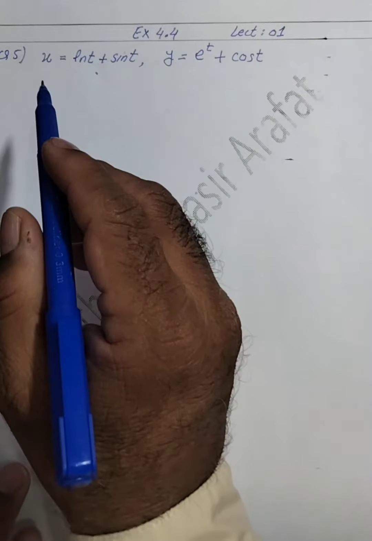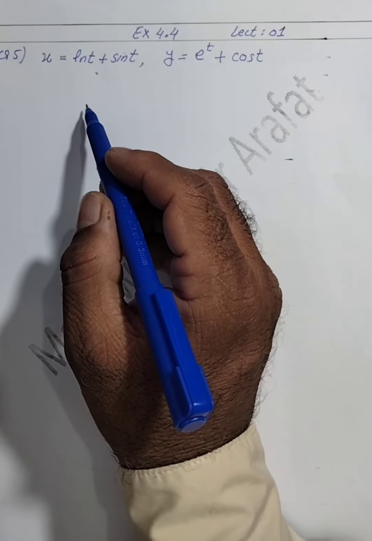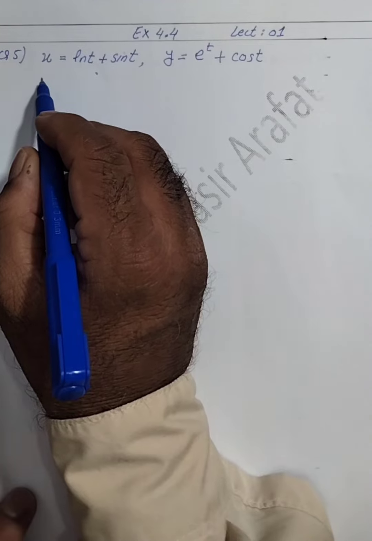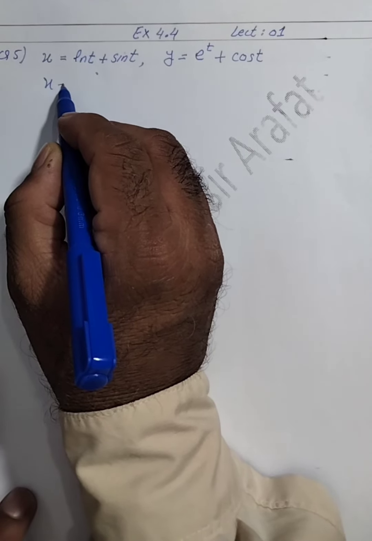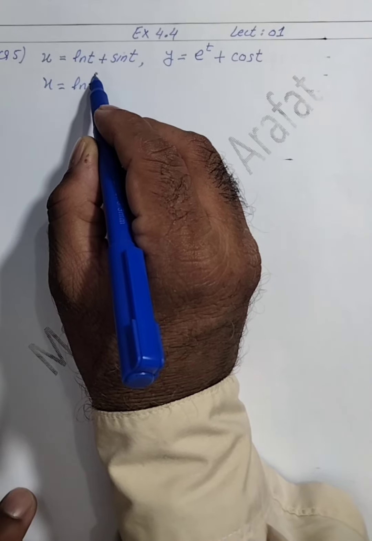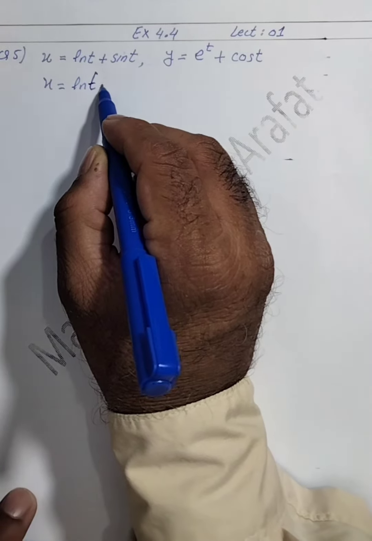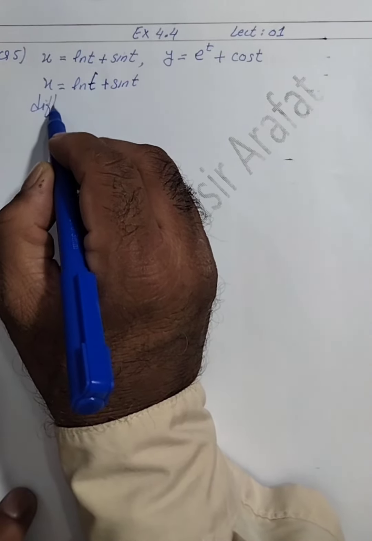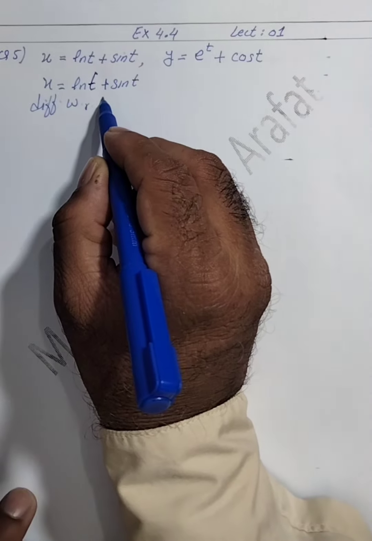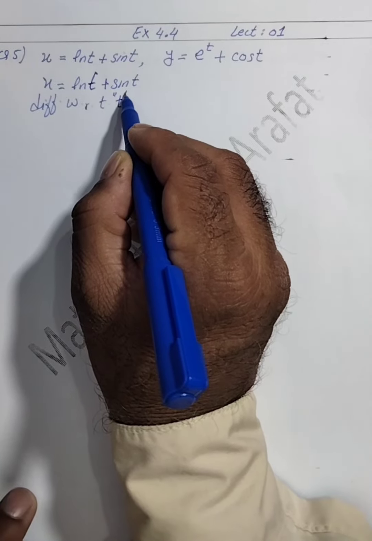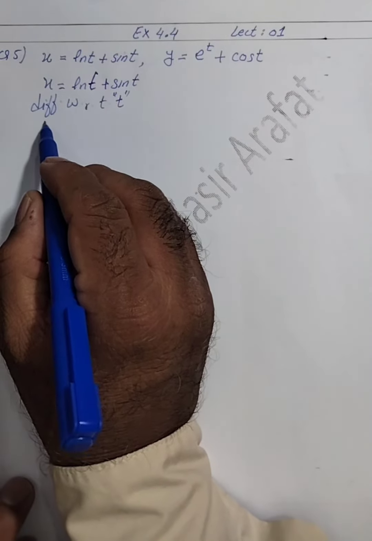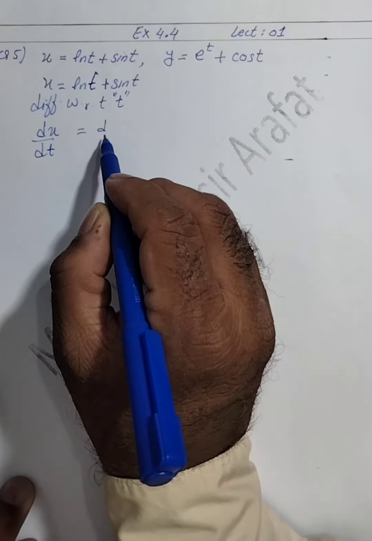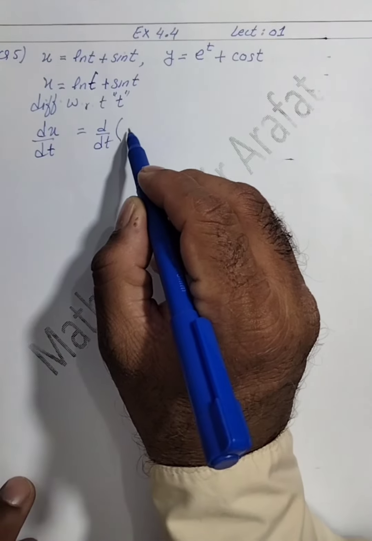Now the next important question of the same exercise. Again the parametric equations are given, which we have already explained in the first question. Now x is equal to ln of t plus sine t. So here we differentiate with respect to t. So this is dx over dt. We have to apply the operator d over dt on both sides.